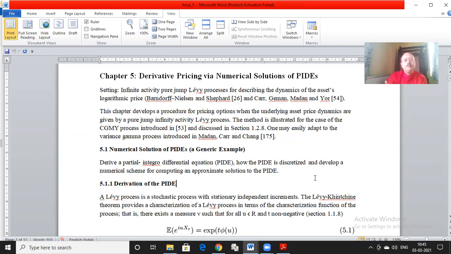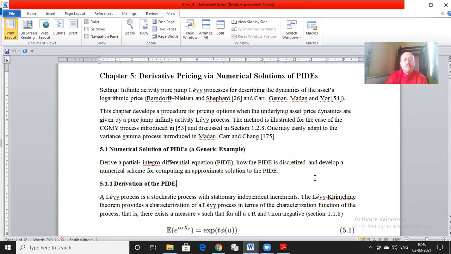The most well-known models in this area are due to Barndorff-Nielsen and Shephard, which we have discussed, and the Carr, Geman, Madan, and Yor model, the CGMY model. Also, we can talk about the variance gamma model. These are the common canonical models incorporating jumps, and we are going to talk about them in our numericals.